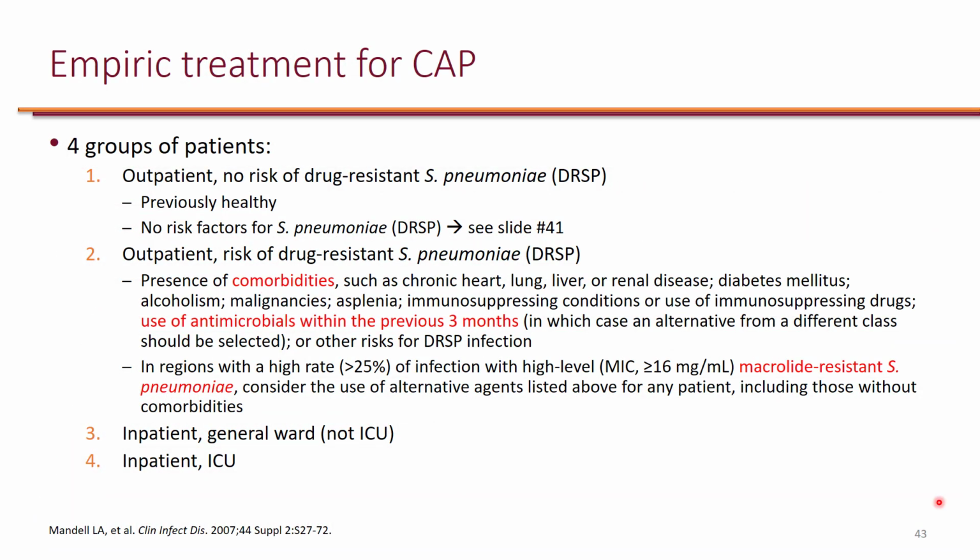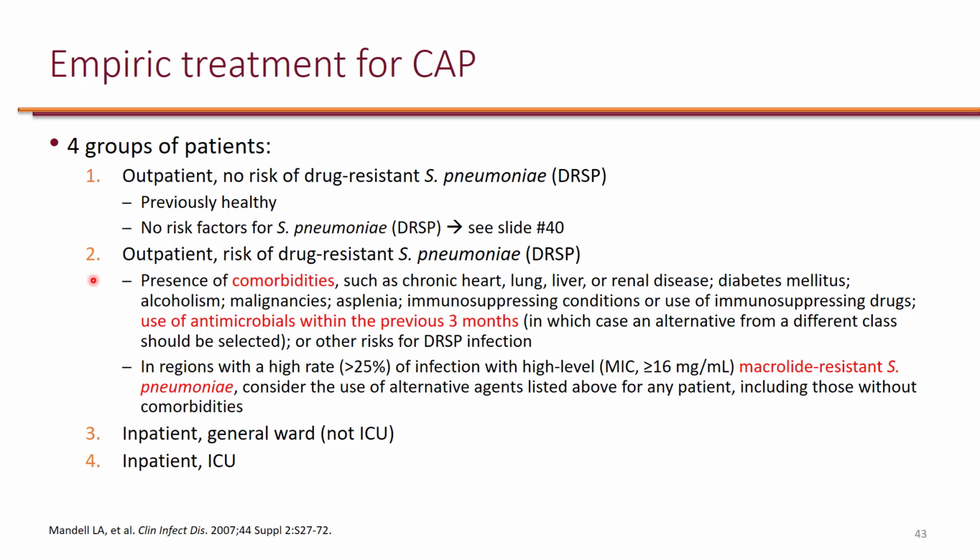Now, patients with community-acquired pneumonia can be divided into 4 groups. One group is the patients who can receive treatment as outpatient, and these are patients who have no risk factors for drug-resistant Streptococcus pneumoniae. So these are basically patients who are previously healthy and they don't have any risk factors for Streptococcus pneumoniae. The risk factors are listed on slide number 40.